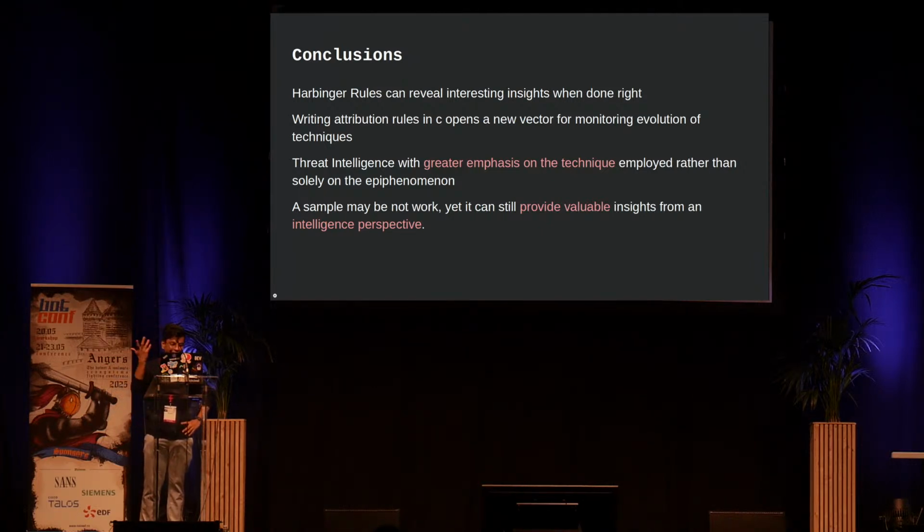Conclusions. Harbinger rules can reveal interesting insights when done right. C rules are really nice to implement logic that Yara doesn't allow you to do. Some limitations are there. And second, threat intelligence with emphasis on the technique rather than on the impact it is having leads to really nice insights on the technique that is trending and other things.